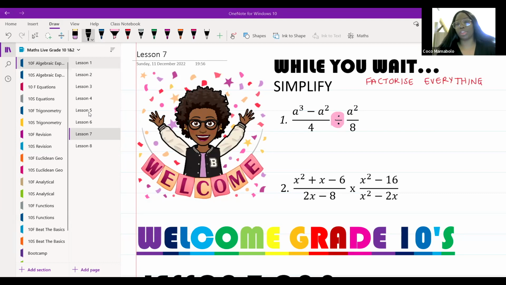Tell me, what are we going to do over here? So, ma'am, the first thing you're going to do is with the (a cubed minus a squared) over 4, you place it down, then next to it you put a multiplication sign. Good. Over 4 multiplied by, and then what should happen? And then you swap the a squared with the 8. Correct. So we would then get 8 over a squared. Beautiful. Excellent. What's my next step?